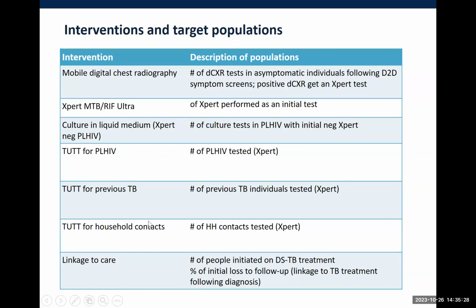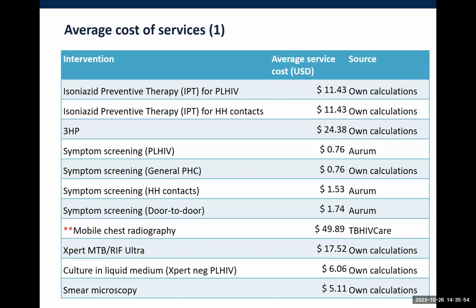So this is targeted universal testing. It's testing without a symptom test before. And then the other intervention we have is linkage to care. And in this, we look at the initial loss to follow up before treatment initiation, or the gap between diagnosis and treatment. And this is the summary of the costs of the intervention.